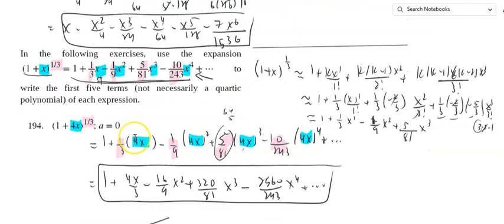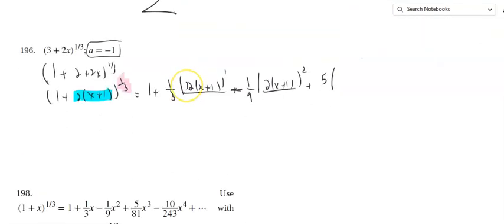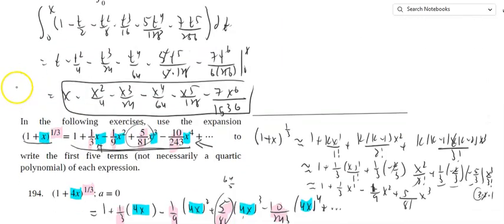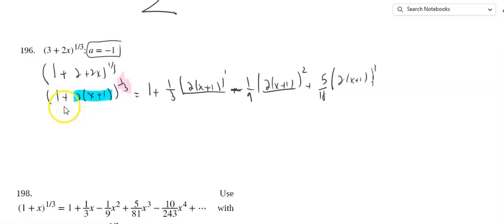So basically that right there, 1/3, it's going to be plus 5 over 81 times, and instead of x, it's going to be 2 into x plus 1 cubed. And then after that, we are looking at minus 10 over 243 into 2 into x plus 1 to the 4th. And the list goes on.